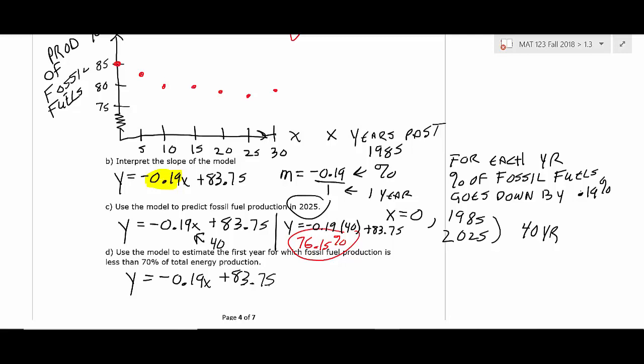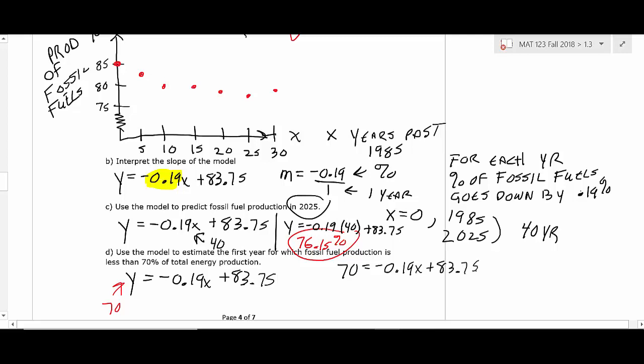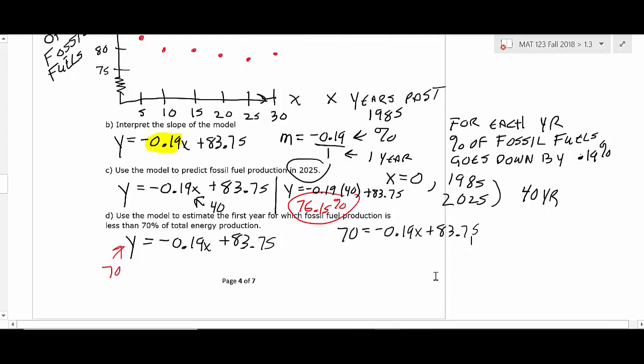Right? So you could take the 70 and plug it in there, right? Okay, you could solve the equation, and that would tell you how many years past 1985 it would take for that to get down to 70. Okay, so what you're going to do on this is you're going to solve this equation. So plug in a 70 for y, and then go ahead and solve your equation. So what you're going to have is 70 equals negative 0.19x plus 83.75. Okay? And let's see what we get on this then. You have to give the year, okay?